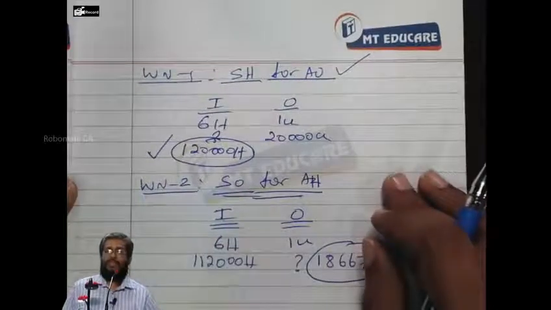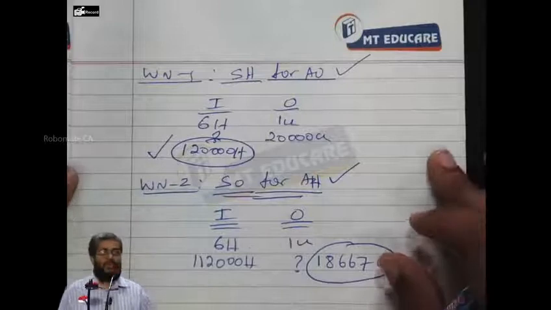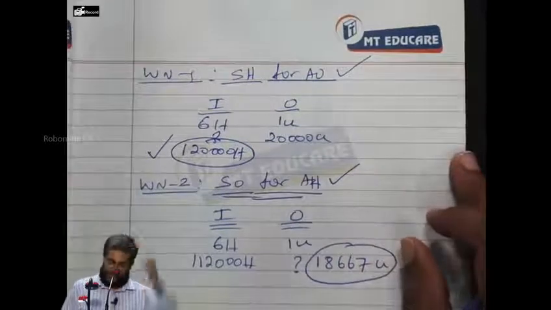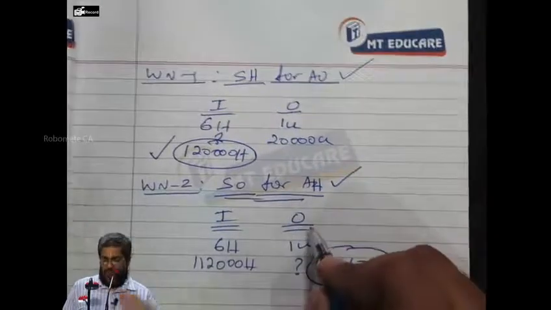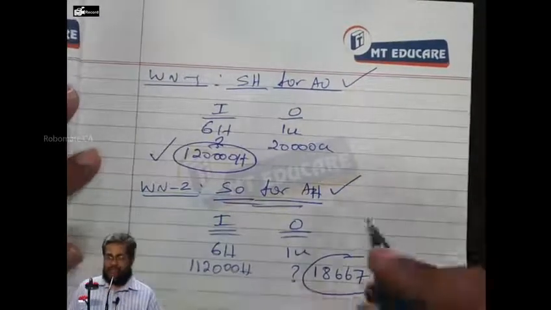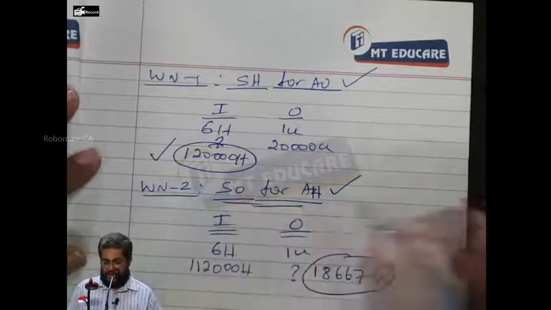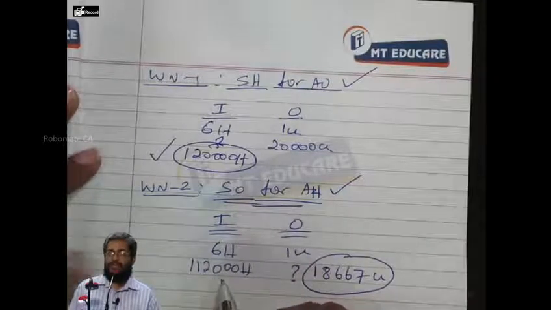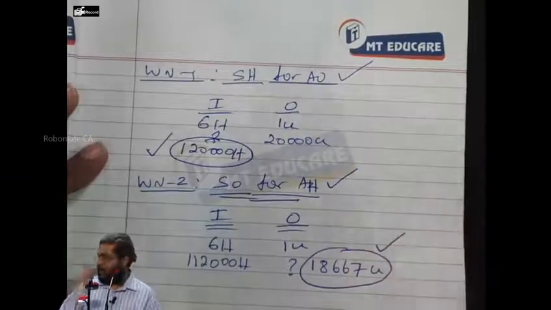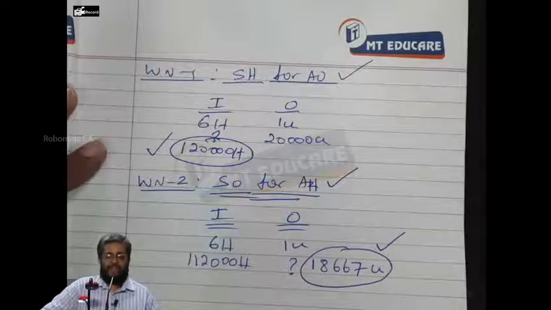Working note number 2. SO for actual hours, standard output for actual hours. Input output: output 1 unit, input is 6 hours. How many hours actually worked? 1,12,000 hours. How many units? 18,667 units. Step 3, variance calculation.